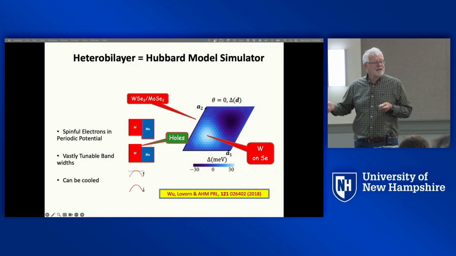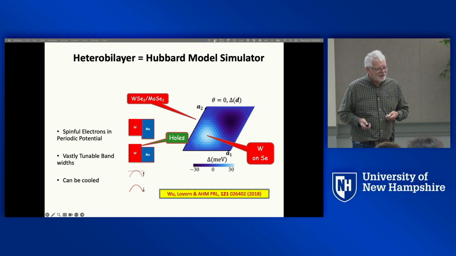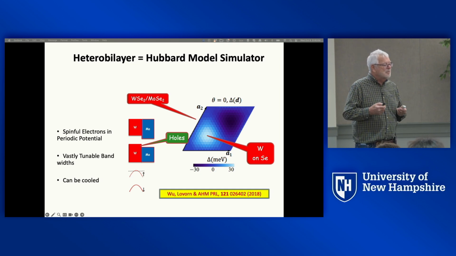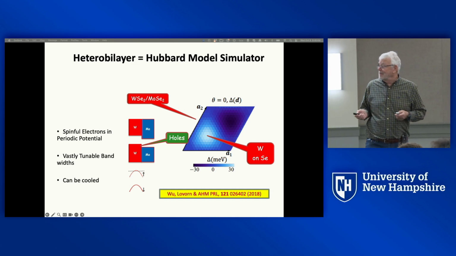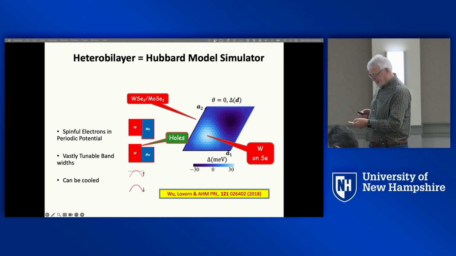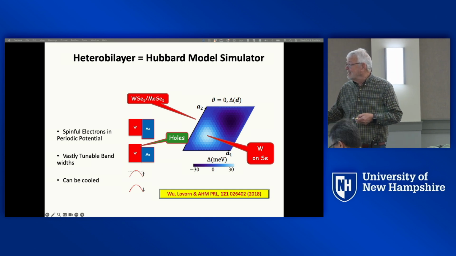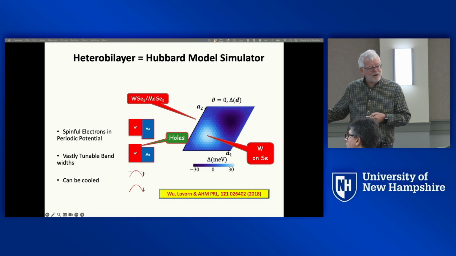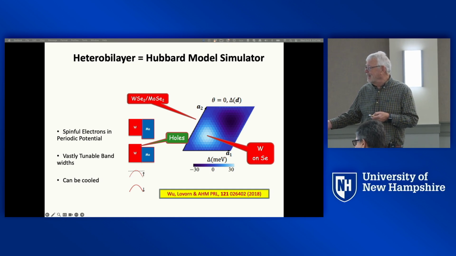And so this system, a quantum particle in a periodic potential, is an almost perfect realization of a Hubbard model. These systems are really Hubbard model simulators. And unlike cold atom Hubbard models, there's an underlying lattice present in this system, so there's no problem cooling the Hubbard model fermions to whatever temperature you like, to 100 millikelvin anyway.